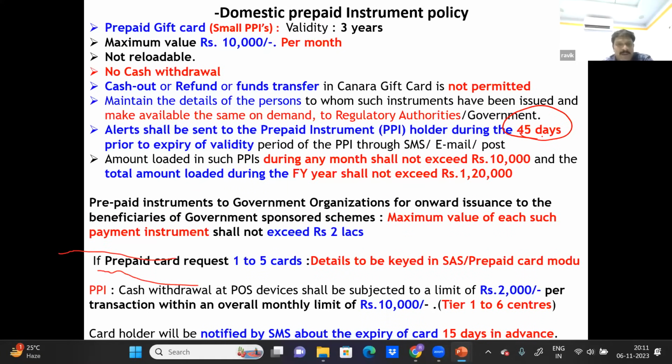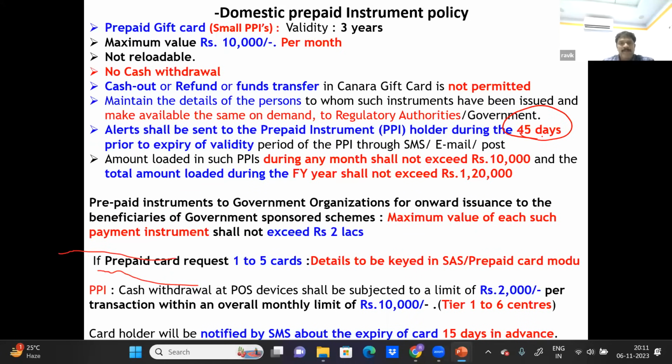Now, the amount loaded in such PPIs during any month shall not exceed 10,000 rupees. I already told you gift card maximum 10,000 monthly, and a financial year means 1,20,000. If they ask how much maximum we can load on a gift card, you have to read the question carefully. Monthly means 10,000, yearly means 1,20,000.